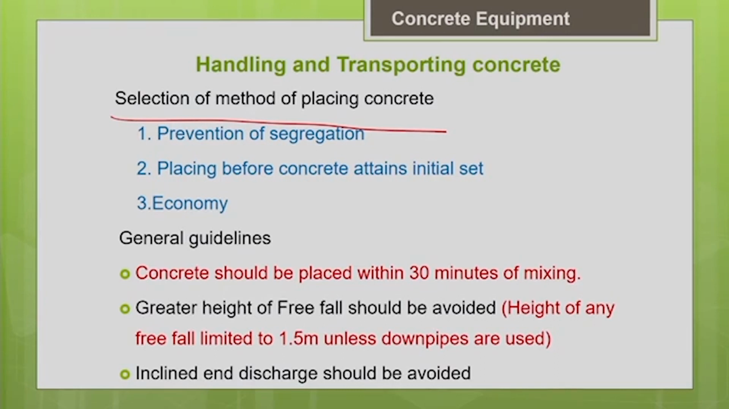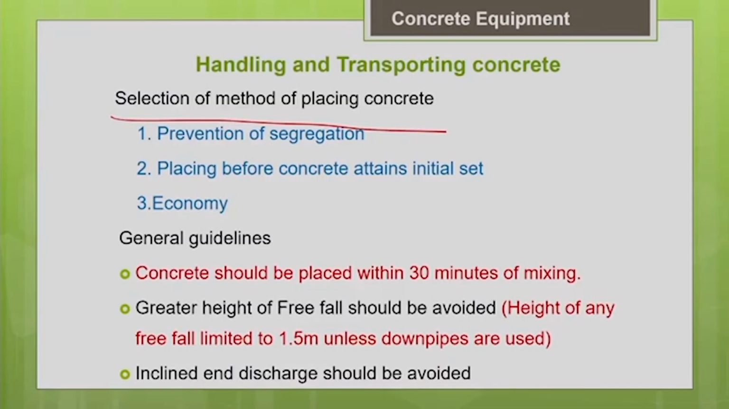And we should not allow the concrete to get segregated during its transit, because it is a heterogeneous, composite material, a combination of materials with different sizes. The one which is heavier, that is the coarse aggregate, will always try to settle down. So, it always results in segregation if you do not place the concrete as early as possible. That is why we need to transport the concrete and place it before it attains the initial set and before it segregates.